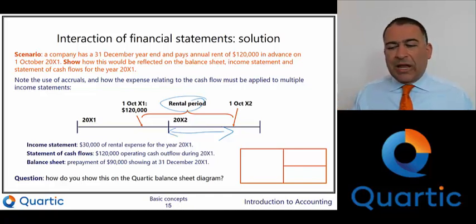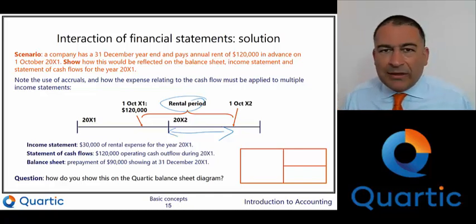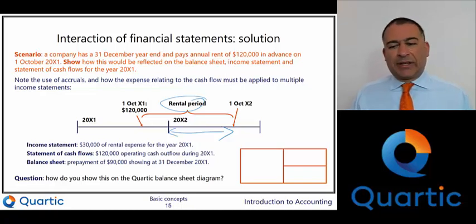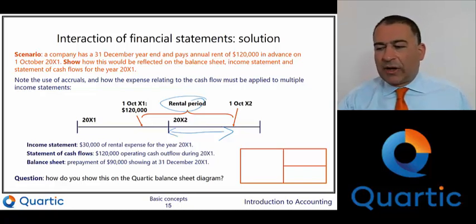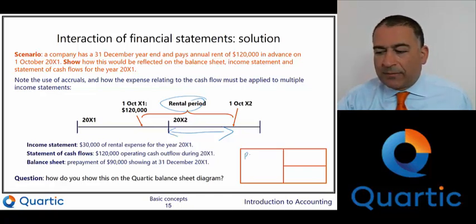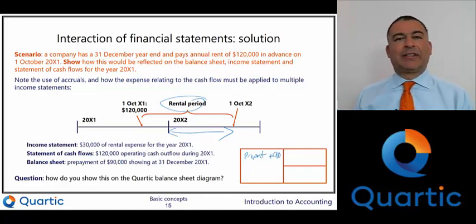So that's your basic answer. But you may be saying, surely the balance sheet has to balance. How does the balance sheet balance? So let's go through this. Here's a little balance sheet diagram. Let's see what happens. First of all, we've got this prepayment, and that is going in at 90. So we're adding 90 to assets. We have this 90,000 prepayment.